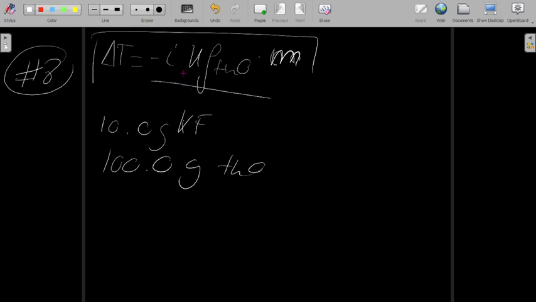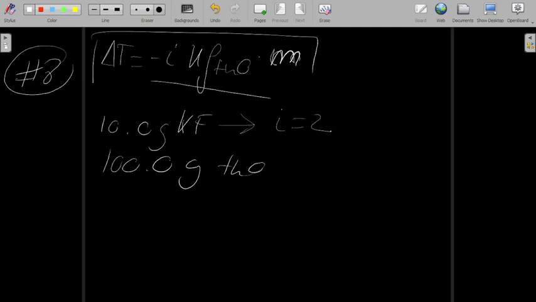Do I have i? I can find i. Is this ionic or not ionic? That's the first thing you need to do. You need to decide into how many it will split. Well, the i for this, being an ionic compound, is going to be 2. It's composed of the potassium and the fluoride. So i equals 2.